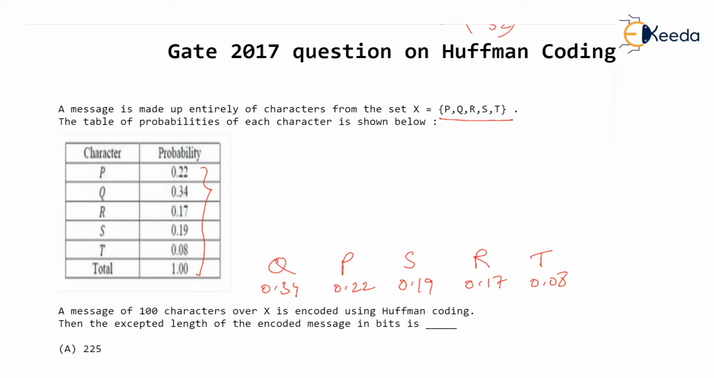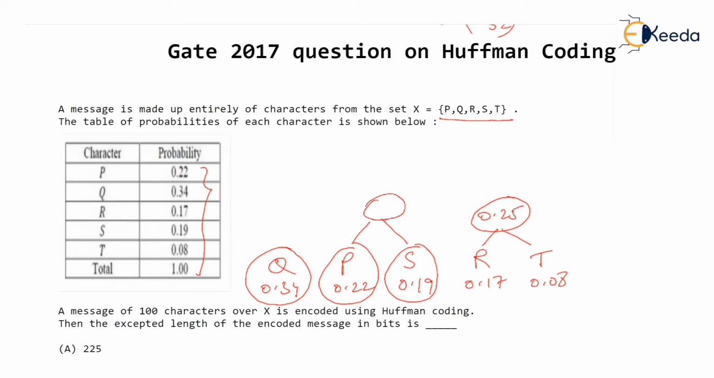Now the two least probabilities should be joined. This gives you the sum 0.25. Now you have probability 0.34, 0.22, 0.19 and 0.25. And remember, Huffman says always join the two least frequencies. So the two least frequencies here are P and S. That is what you are going to join: 0.22 and 0.19. If these two are joined, the sum will be 0.41.